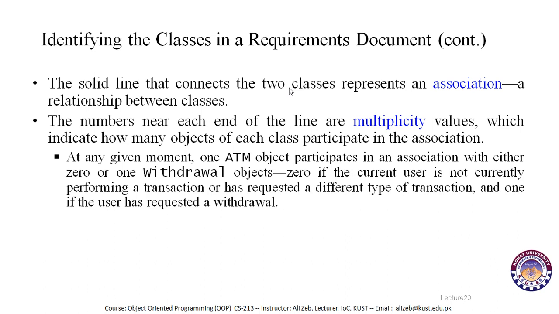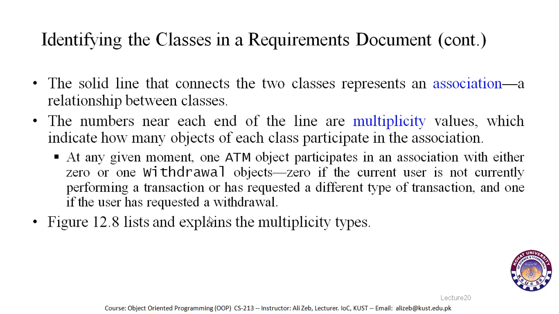As I talked about that, the numbers show the multiplicity values, or the number of objects of one class that will participate in the association with the other class. 0 if the current user is not currently performing a transaction or has requested a different type of transaction, and 1 if the user has requested a withdrawal.